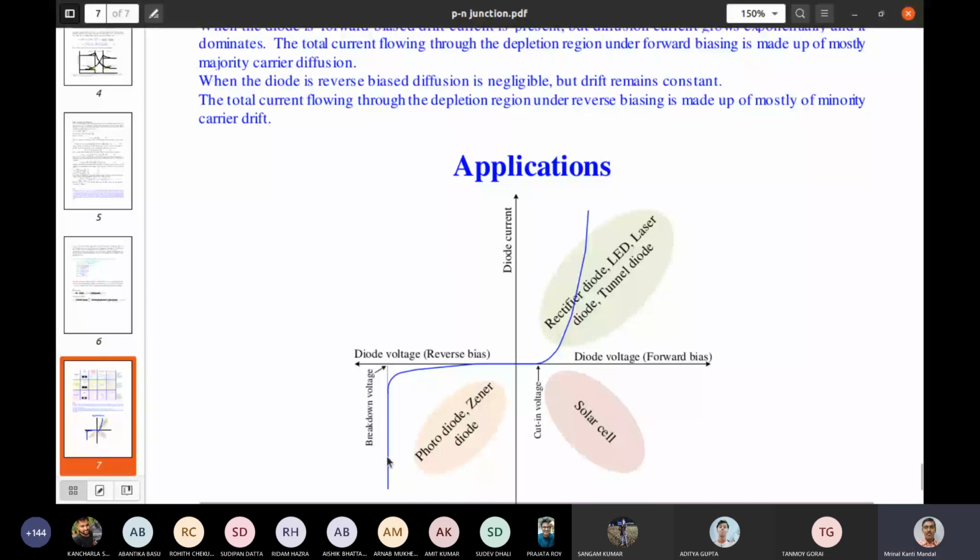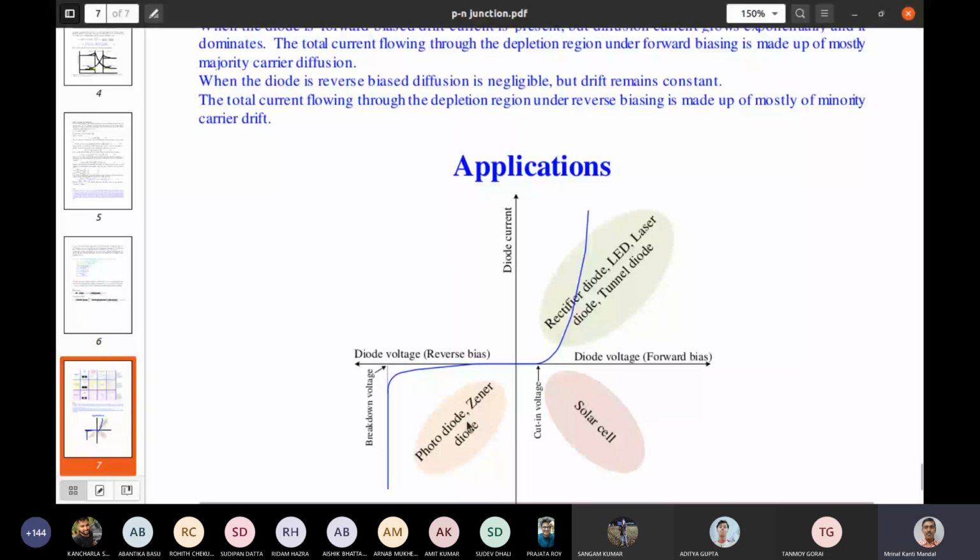the diode can be used as a photodiode. That means photodetector. In case of photodetector, we will use reverse bias condition, or Zener diode. That you know, that is Zener breakdown occurs. So this region will be the application of diode as a photodiode or photodetector or Zener diode.